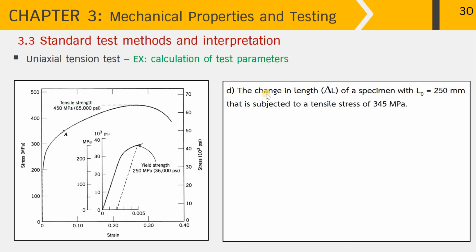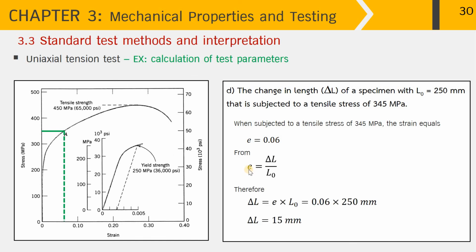And the last question is for you to find the change in length, or delta L, of a specimen with an original gauge length of 250 millimeters that is subject to a tensile stress of 345 megapascal. You can think about the relationship of strain, which is equal to delta L over L. From the stress-strain relationship, you can find the strain as a result of the applied tensile stress of 345. Here we go. At the stress level of 345, from the green line crossing the stress-strain curve, leading to the dashed green line down here crossing the strain, we come out with the strain at 0.06.